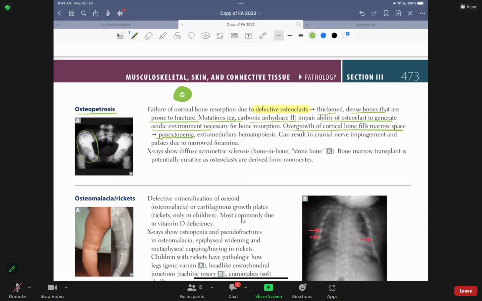Is everybody clear, folks? If the bone doesn't do it, who else does that? Liver and spleen. That's what we call extramedullary hematopoiesis. We studied that in hematology, didn't we, folks? Anytime your bone marrow fails, your liver and spleen try to compensate for it. It can result in cranial nerve impingement and such, because why? The bone, all the foramina are getting thicker.